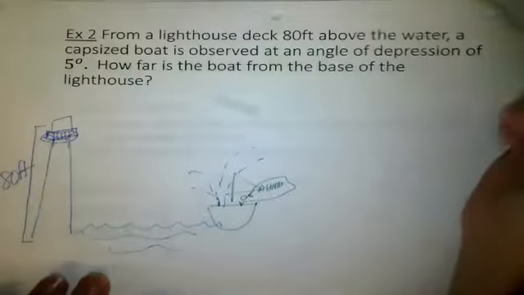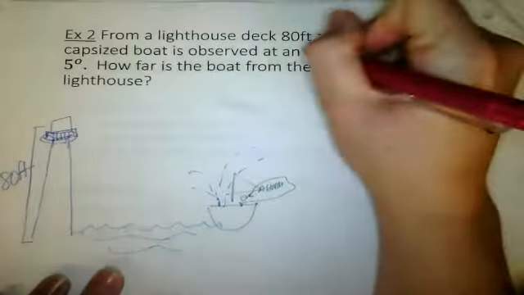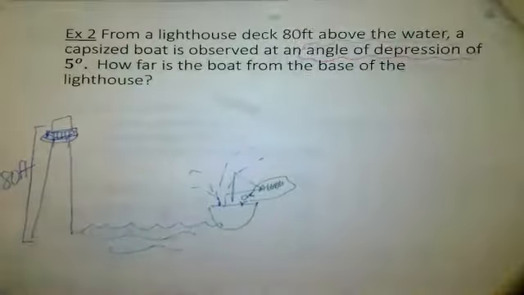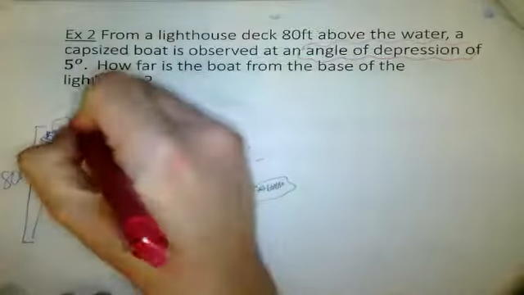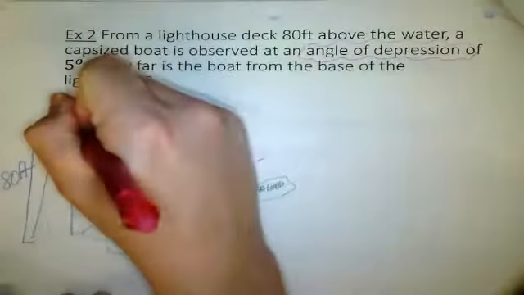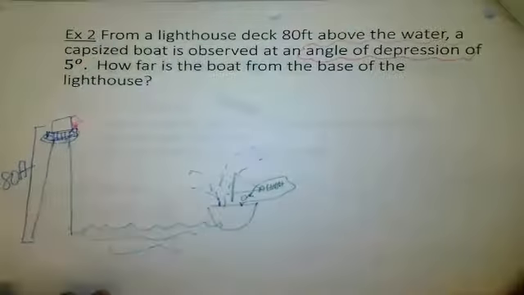So here's what we want to understand: what is an angle of depression? We have two angles that we really want to make sure we understand: one is an angle of depression and the other is called an angle of elevation. This person in the boat is being observed by the lighthouse keeper, who is in the lighthouse and sees this boat.